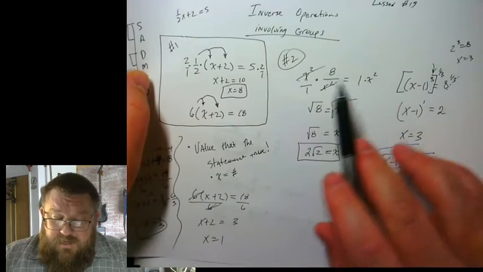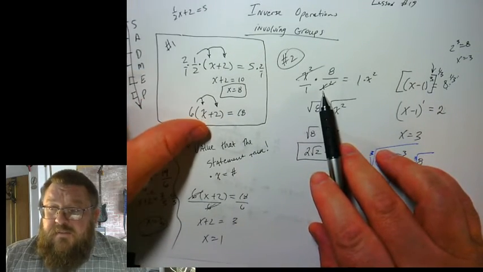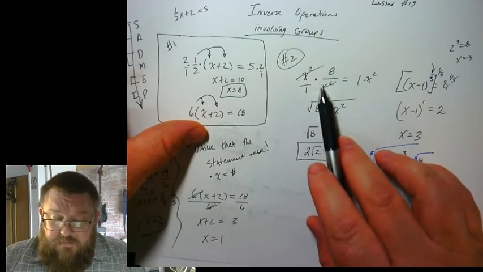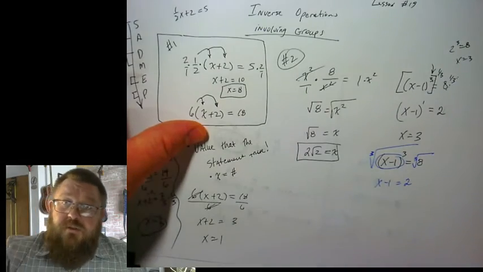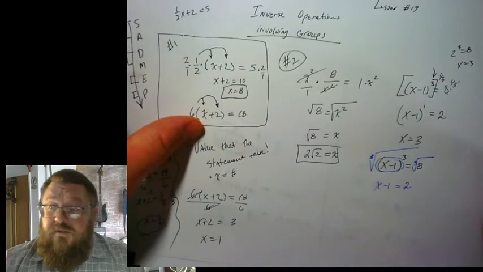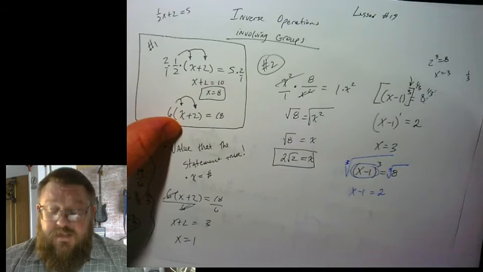Second idea, if your unknown is in the denominator, you've got to multiply both sides by that denominator so it will no longer be in the denominator, and then you can use inverse operations from there to get it alone.